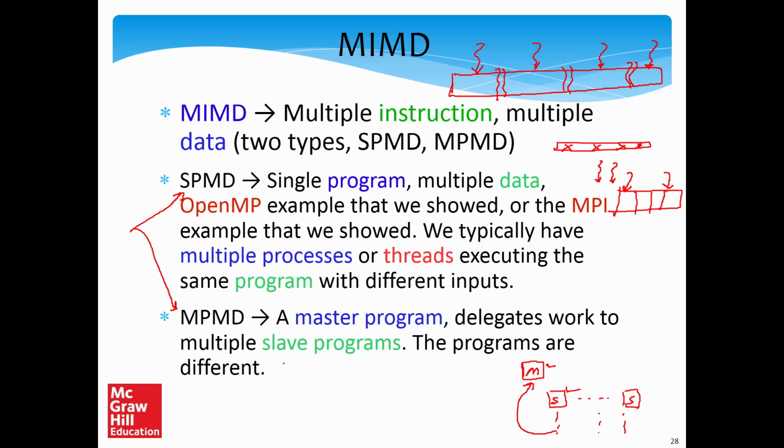This kind of a model, as an example, was there in the IBM Cell processor, which is at least not in the market as of 2017.